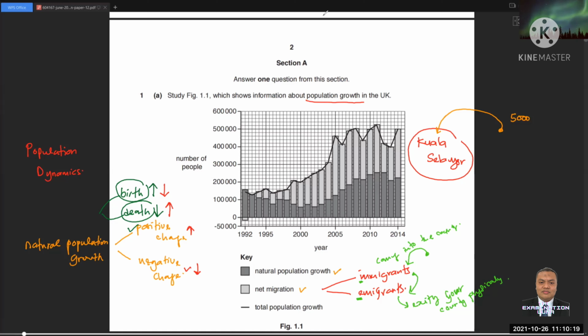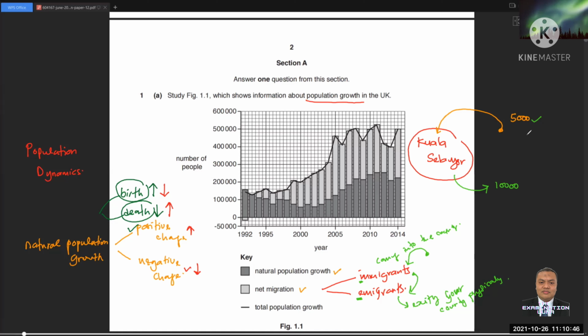And then lepas tu pula, the number of people who are exiting Kuala Selangor, katalah namanya 10,000. Okay, so sekarang ni dekat sini, you tengok Kuala Selangor yang masuk 5,000, yang datang ke tempat tu untuk bekerja, belajar mungkin hanya 5,000 sahaja. But then again, berapa ramai yang keluar?